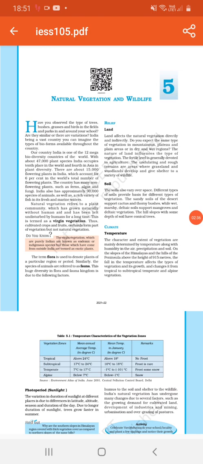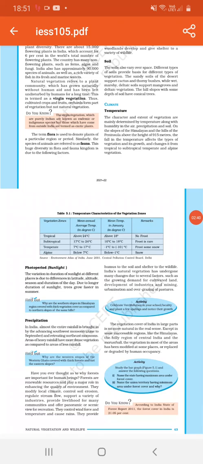Next is photoperiod, that is, sunlight. The variation in duration of sunlight at different places is due to differences in latitude, altitude, seasons, and duration of the day. Due to longer duration of sunlight, trees grow faster in summer.